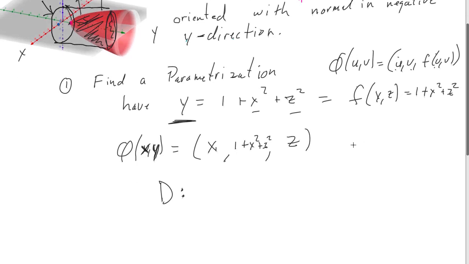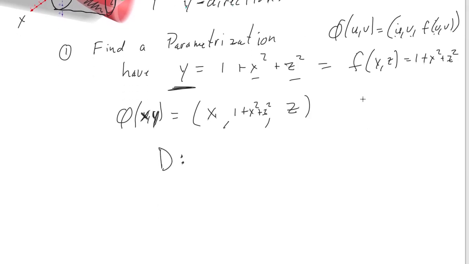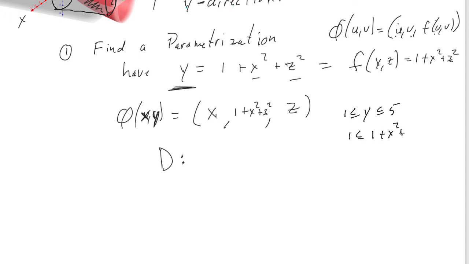So since y went from 1 to 5, y is between 1 and 5, and y is 1 plus x squared plus z squared. That means y, which is 1 plus x squared plus z squared, is equal to 5, and then subtracting 1 from each side, that means our domain goes from, okay, so x squared plus z squared is between 0 and 4.